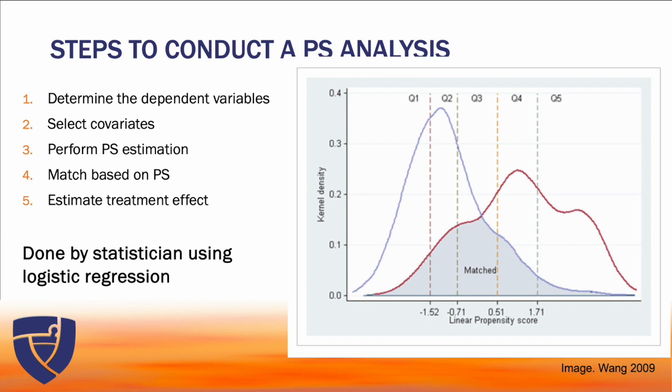The last step is to estimate the treatment effect, which can be done also in several ways. The main point to take away from this is that propensity scores are done by a statistician using logistic regression to predict who would be in the intervention group. We then match participants based on the propensity score and estimate the treatment effect. And this is all done to minimize selection bias.